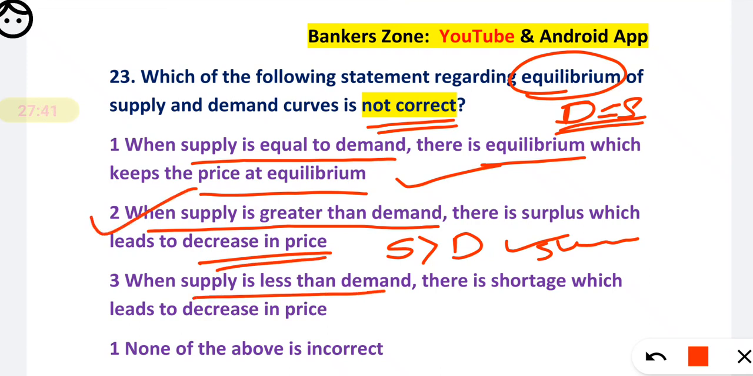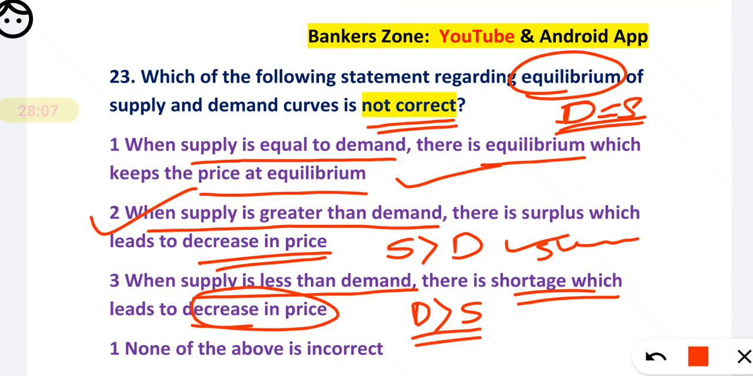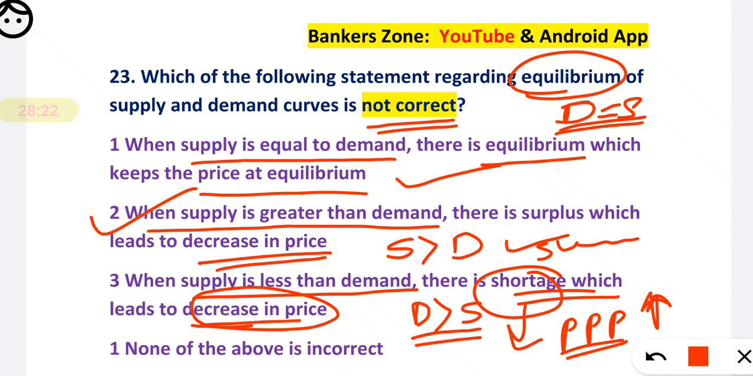Third, when supply is less than demand, that means demand is more than supply, there will be a shortage. There will be a shortage, okay, that leads to a decrease in the price. How can it decrease the price? See friends, when supply is less than demand, obviously there will be a shortage in the market. If there is a shortage in the market, the existing prices of the available goods will definitely increase due to the shortage, so it will not decrease the price.